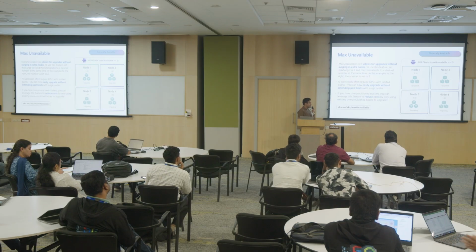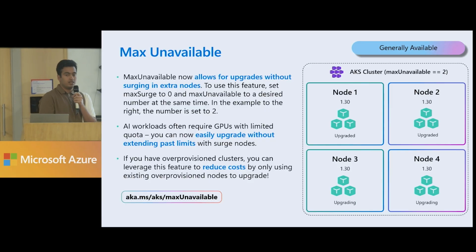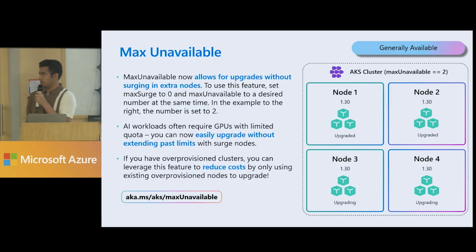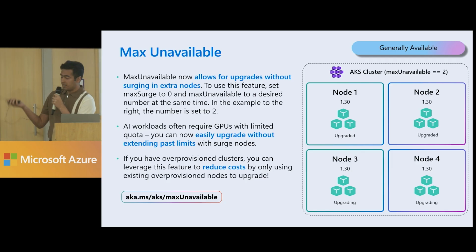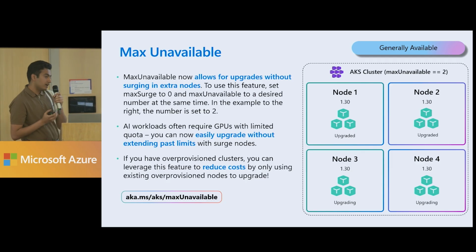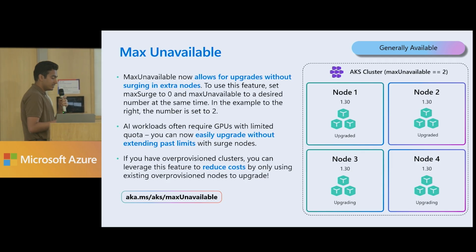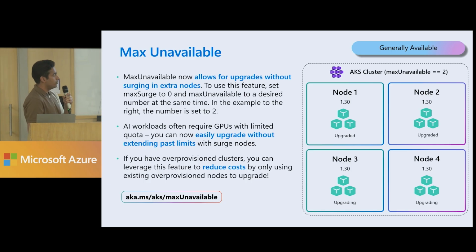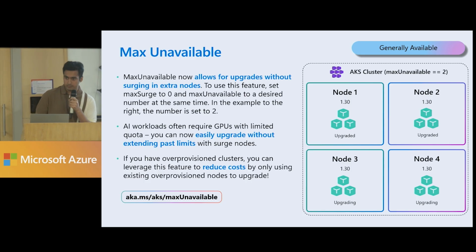This works especially great with some other features we have within each cluster when it comes to your upgrades. For example, if you look at max unavailable, it allows you to configure how many nodes can be taken down at a time when you're upgrading your cluster.